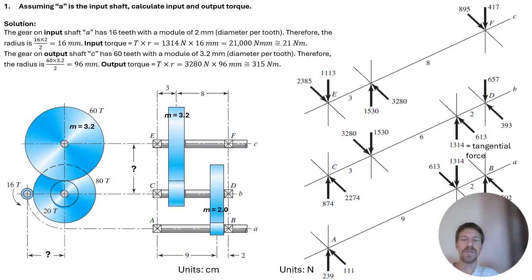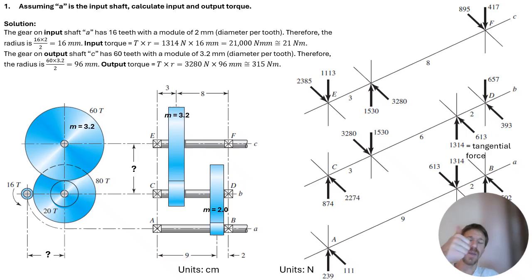And the output shaft up there on the top right, you see shaft C has 60 teeth. So the gear on the output shaft has 60 teeth, and it has a module of 3.2 millimeters. So we have 2 different modules for these 2 different meshes in this gear train. So the upper module there is 3.2 millimeters, and therefore the radius is 60 teeth times 3.2 divided by 2, 96 millimeters. So the output torque is 3280 times 96, that's 315 Newton meters.